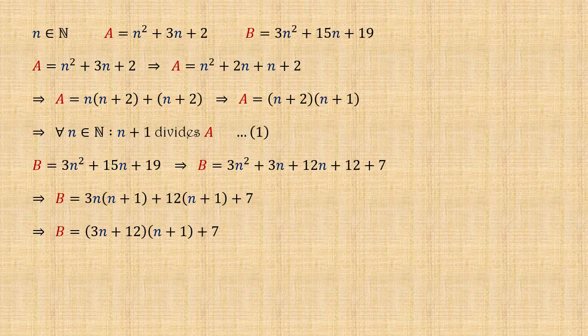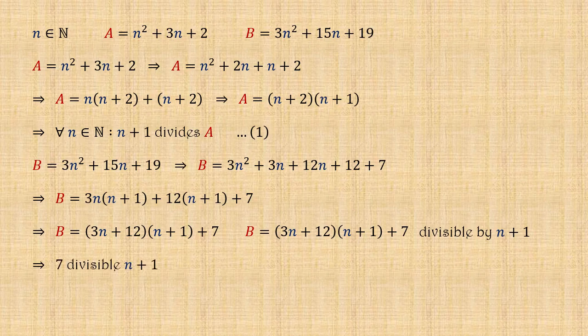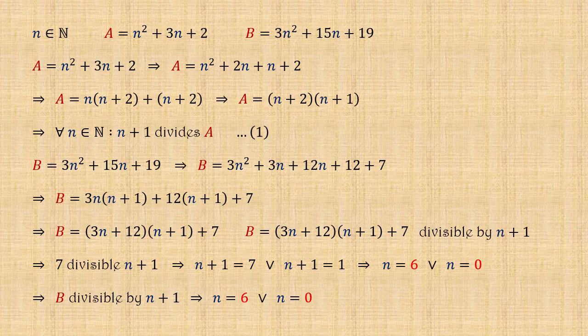So we can deduce that, in order for capital B, which equals 3n plus 12 all multiplied by n plus 1 plus 7, to be divisible by n plus 1, the number 7 must be divisible by n plus 1. And this means that n plus 1 has to be equal to 7 or equal to 1, which means that n equals 6 or n equals 0. Therefore, the only values of n for which capital B would be divisible by n plus 1 are 6 and 0. Let's note this as assertion 2.